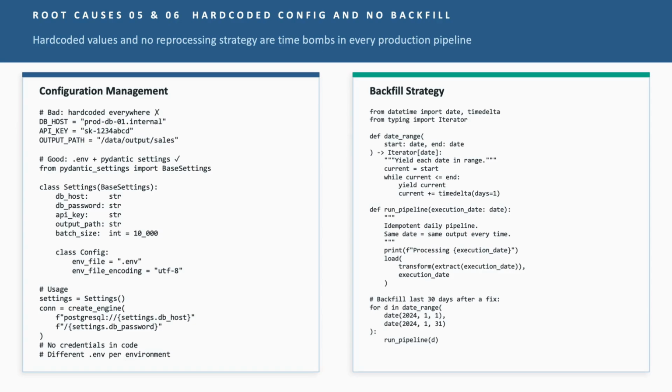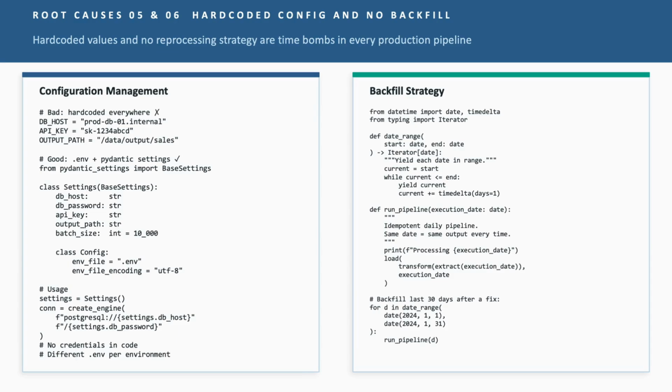So the fix uses Pydantic settings. You define a settings class that inherits from BaseSettings. Every setting is typed, every setting has a name, and the class reads from the .env file automatically, so different environments get different .env files. Zero credentials ever touch the code base.